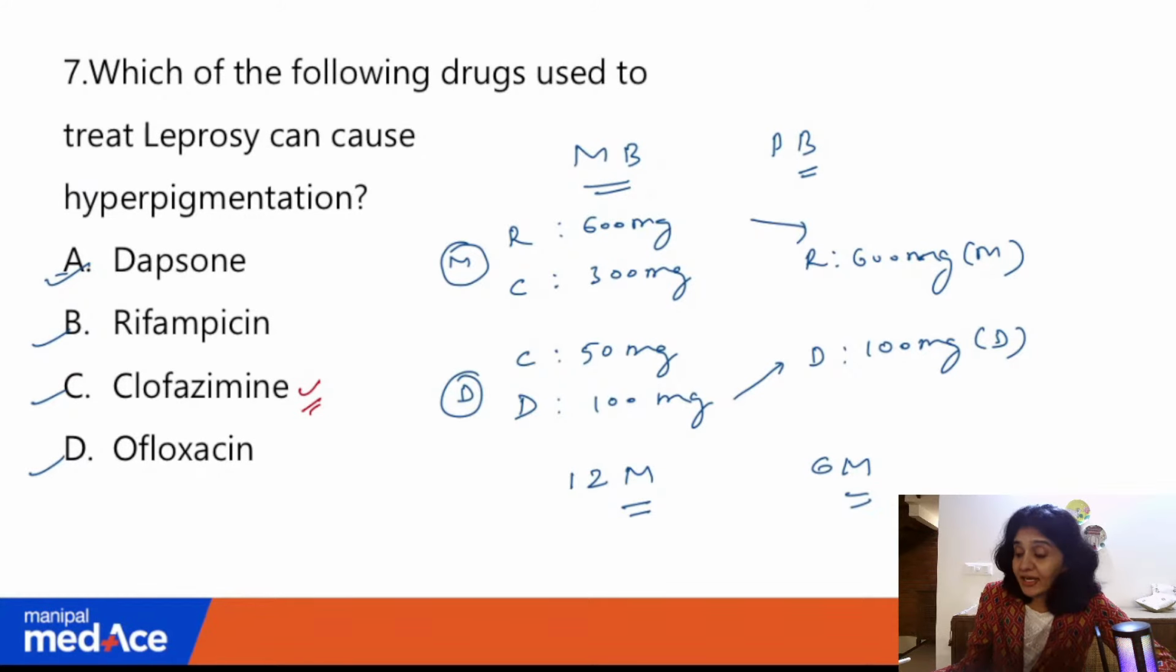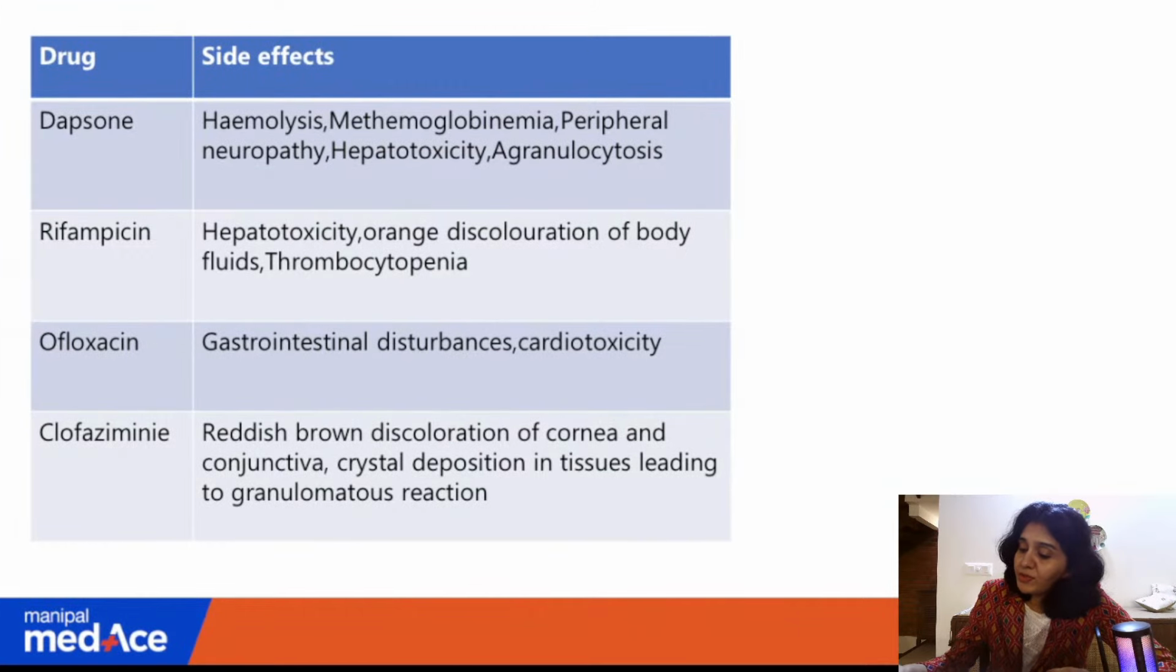So now let us look at the side effects of all of these drugs. Dapsone, what are the side effects? Hemolysis, methemoglobinemia, peripheral neuropathy, hepatotoxicity or agranulocytosis. If you look at rifampicin, this you must know: hepatotoxicity, liver damage, right? Orange discoloration of body fluids and thrombocytopenia. Very, very important side effects I've written here. There are other side effects as well. Ofloxacin causes gastrointestinal disturbances and cardiotoxicity. Clofazimine causes reddish brown discoloration of cornea and conjunctiva, crystal deposition in tissues leading to granulomatous reaction, and hyperpigmentation. So the answer for the question is clofazimine.